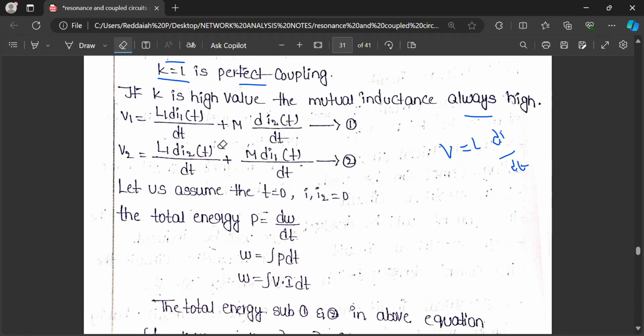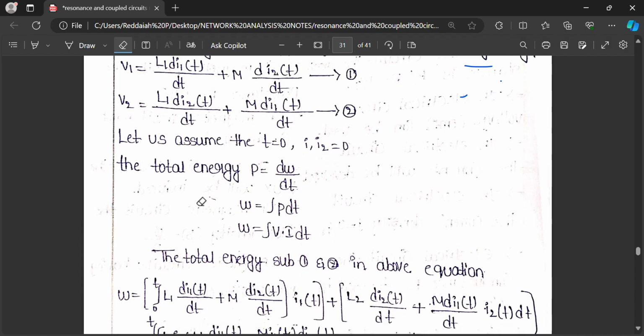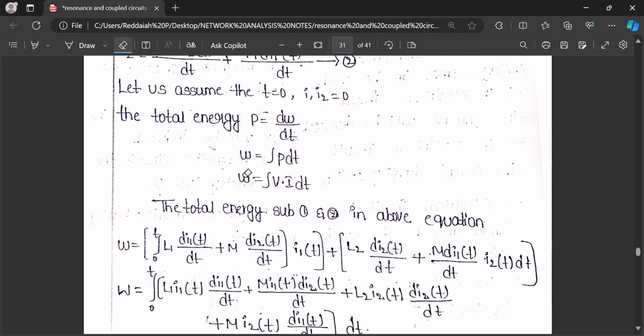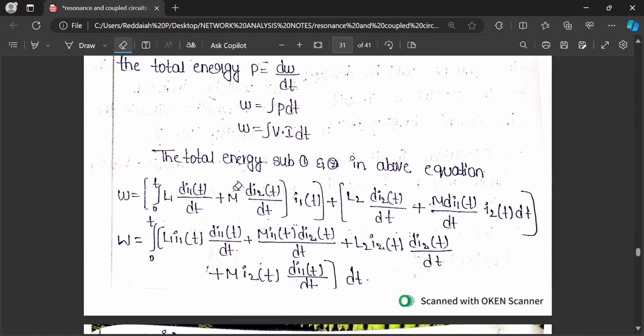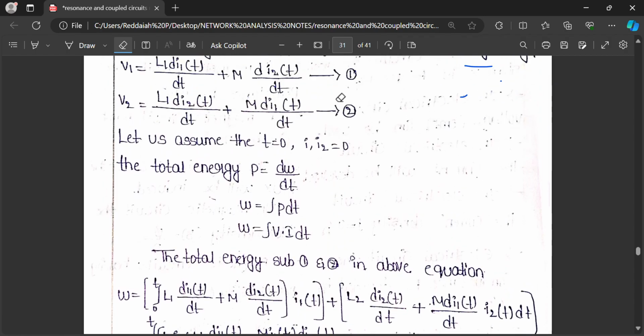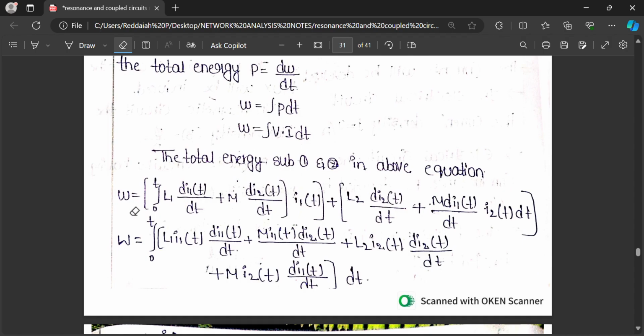You can download the PDF from the link in the description for the derivation. You can see here, let us assume at t equal to 0, i1 and i2 are also equal to 0. The total energy: power P equals dW/dt, or energy equals P dt. The energy is P dt, which equals V I dt. Substitute equations 1 and 2 in this. Power is the rate of doing work, so P equals dW/dt, and from that, energy equals P dt.